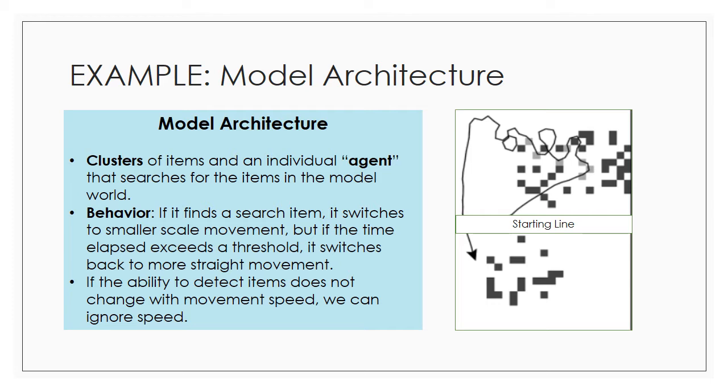If the agent in our model, which is you, finds an Easter egg, it switches to smaller scale movement. But if the time elapsed exceeds a threshold, it switches back to more straight movement. Speed plays a role only if you miss eggs when moving faster that you may have found when moving slower. And that is the very simple model.